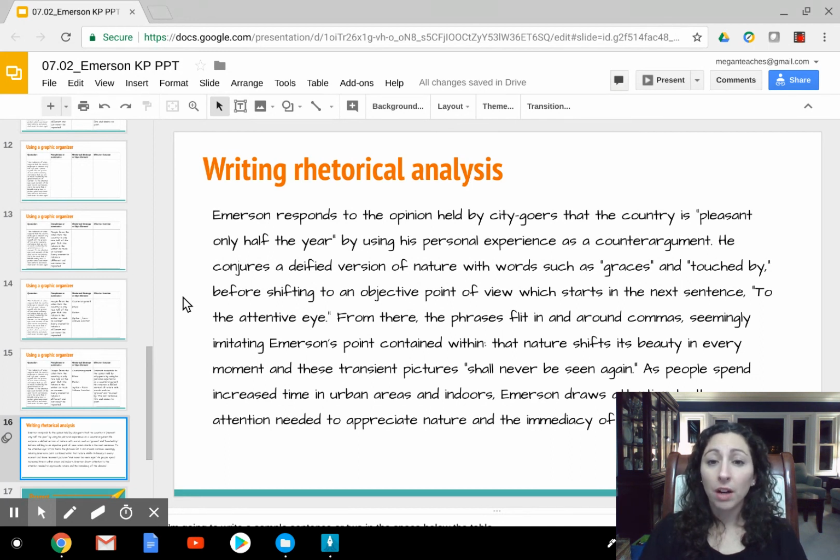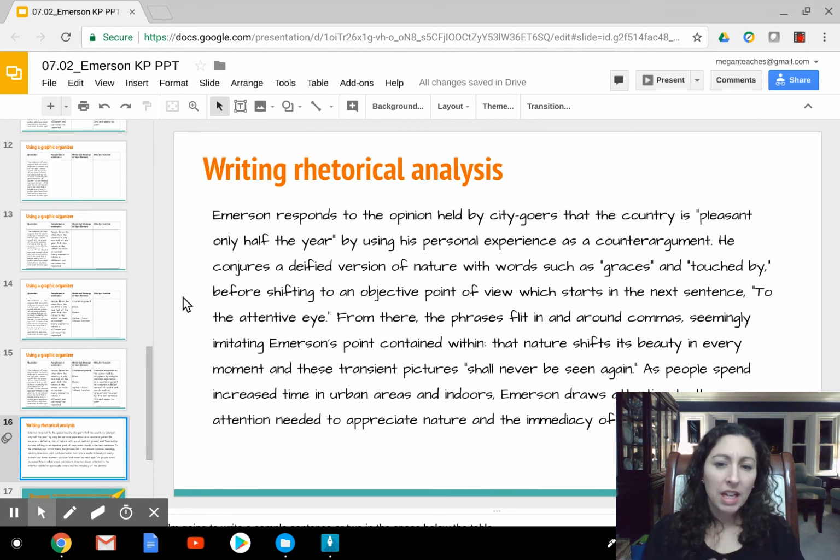So I said, from there, the phrases flit in and around commas. So I referenced the idea of flitting before, but I want to, again, be more specific. And this way I'm getting at the syntactical feature, the sentence structure, how he uses those short phrases and commas. Seemingly imitating Emerson's point contained within, and I want to clarify what that point is, that nature shifts its beauty in every moment, and these transient pictures, quote, shall never be seen again. So that gets at the effect of that sentence structure.